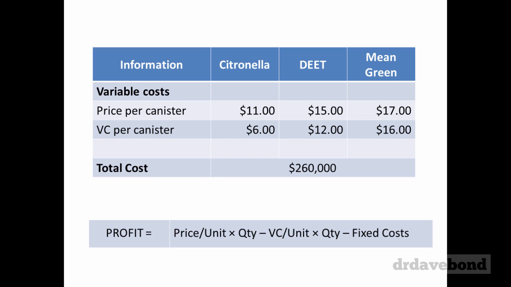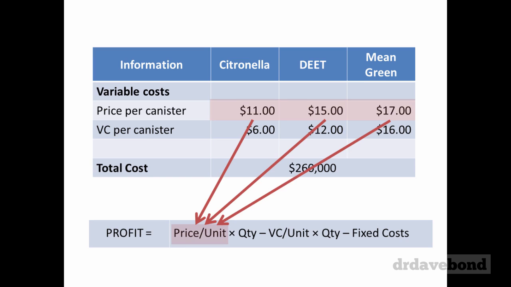Now when we have a look at this with the setup we have at the moment, which is profit equals price per unit times quantity minus variable cost per unit times quantity minus fixed costs, the fixed costs, that's easy, that goes down into fixed costs. Where the problem lies is that we have three variable costs per canister. How do we attach them all in? And we have three prices per canister, and how do we load them into this equation when we only have one set of fixed costs which runs across all of those products?